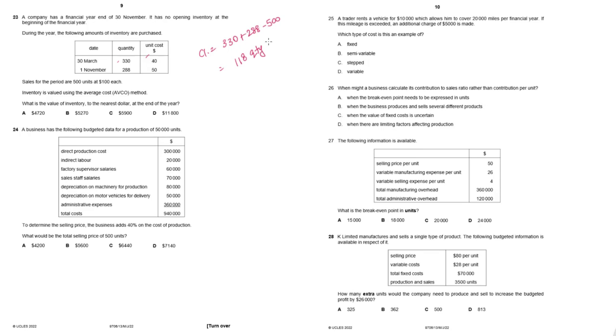Next, we will find out the average rate or average cost of the inventory bought. So 330 into 40, that was the total amount spent in buying the inventory on 30 March. Then we spent 288 into 50 for buying the second lot of inventory. That's the total cost of both the lots divided by the total quantity purchased in both the lots, which is 618. So then you get the average rate. Okay, let's calculate this.